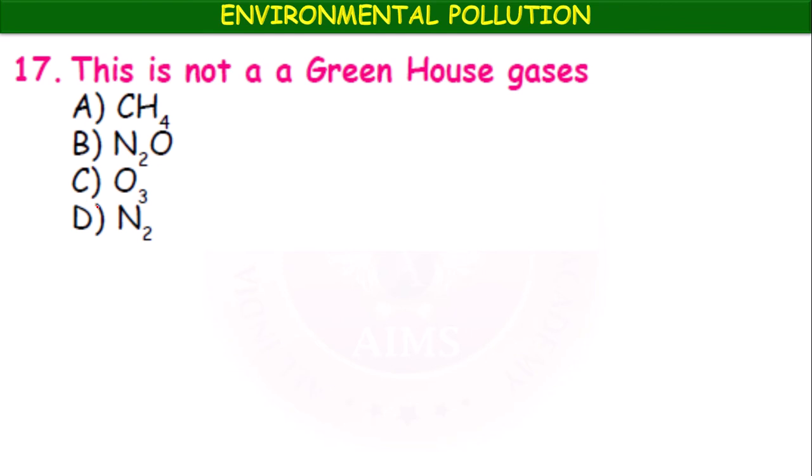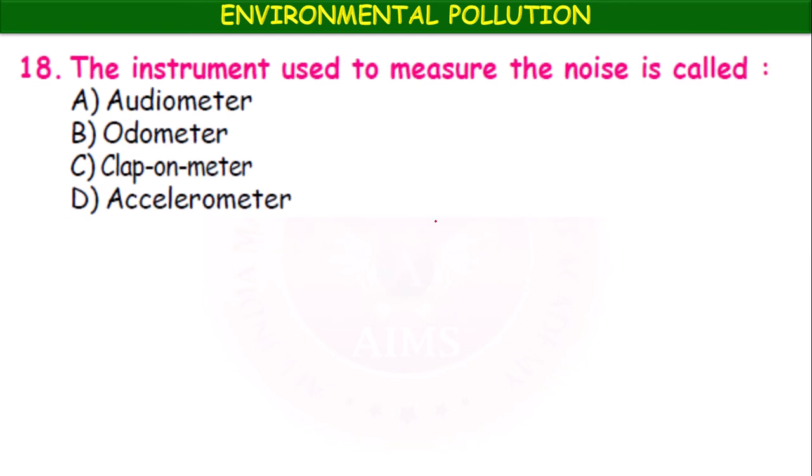Which is not a greenhouse gas? Methane, nitrous oxide, ozone, nitrogen. Which is not a greenhouse gas? Nitrogen. The instrument used to measure the noise is called audiometer, odometer, clap-on meter, accelerometer. Audiometer.